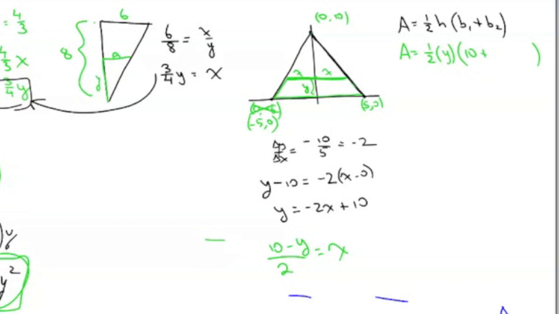If this is equal to x, remember that only goes from here to here. So I have to multiply that by 2. And it becomes 10 minus y. So this becomes 10 minus y.